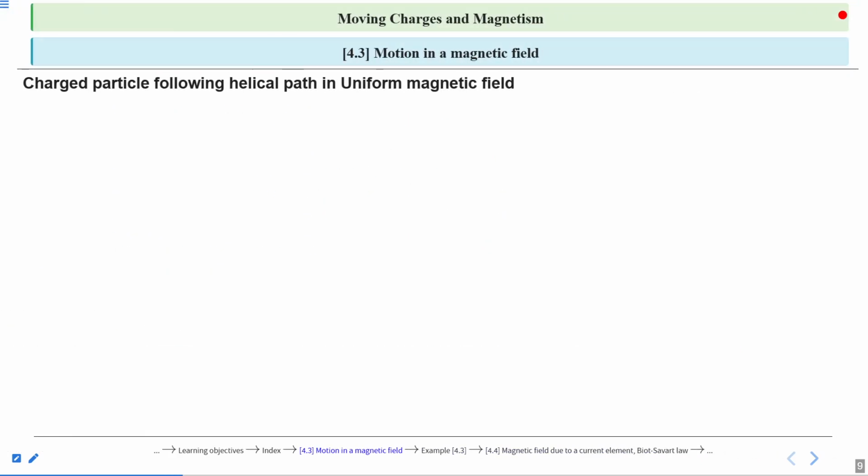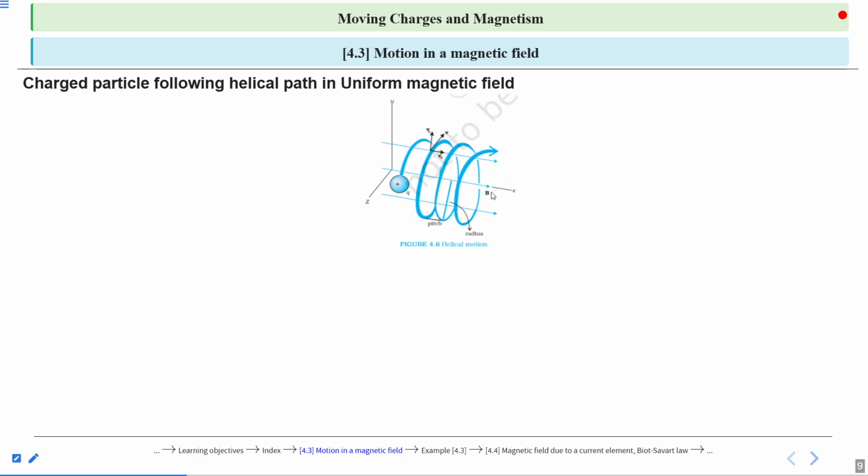Now, a charged particle following a helical path in a uniform magnetic field. This is a helical path. How is this path formed? If the velocity is not perpendicular to the magnetic field. Okay, so the magnetic field is in the x direction.